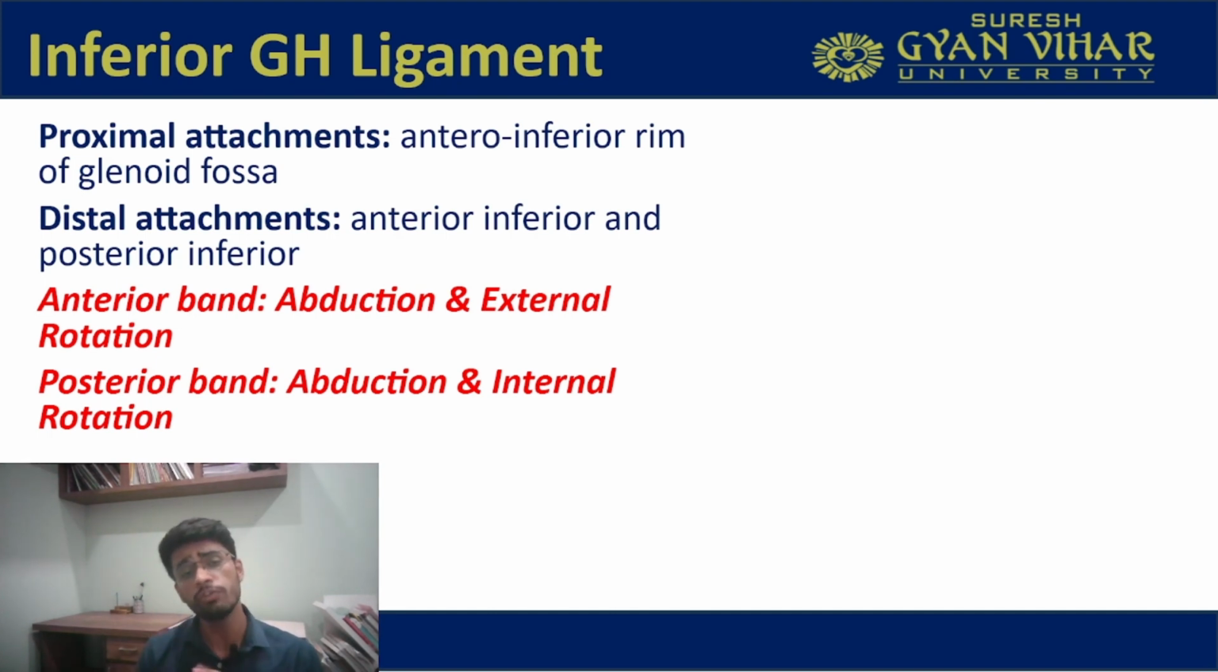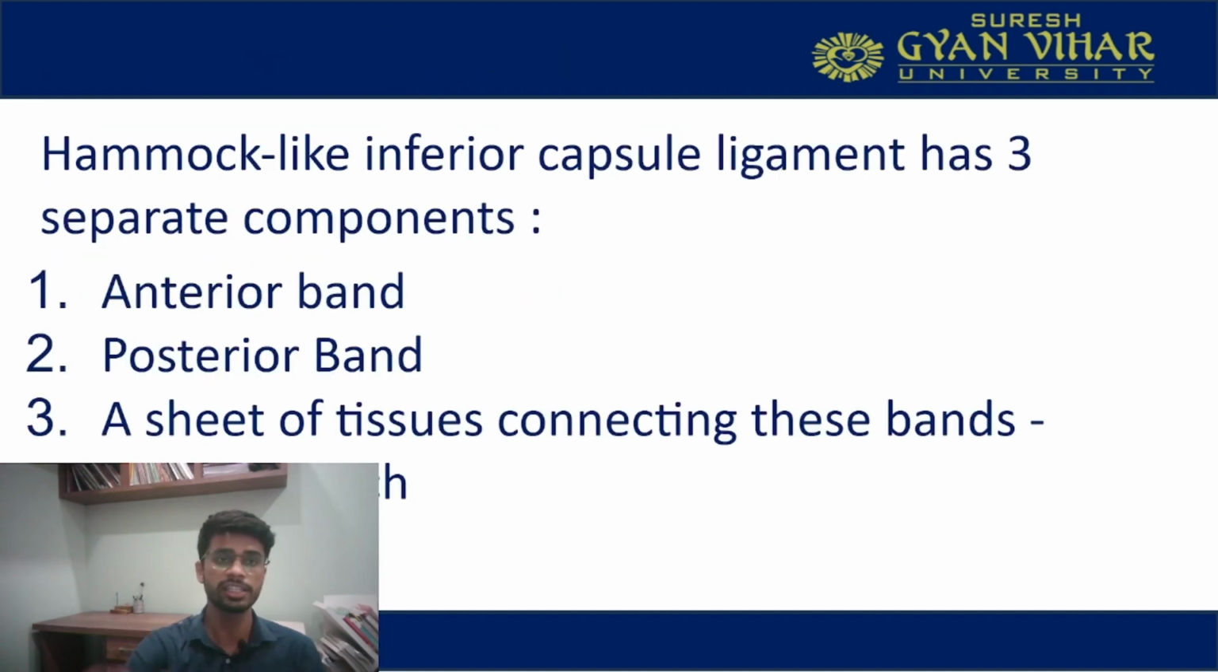The function of the anterior band is to resist abduction and external rotation, while the function of the posterior band is to restrict abduction and internal rotation, because it is present on the back side. So it will restrict the internal rotation. Whenever you are internally rotating, the structures from the back get taut. In abduction and internal rotation, the posterior band of the inferior glenohumeral ligament will get taut. I hope this is clear to you.